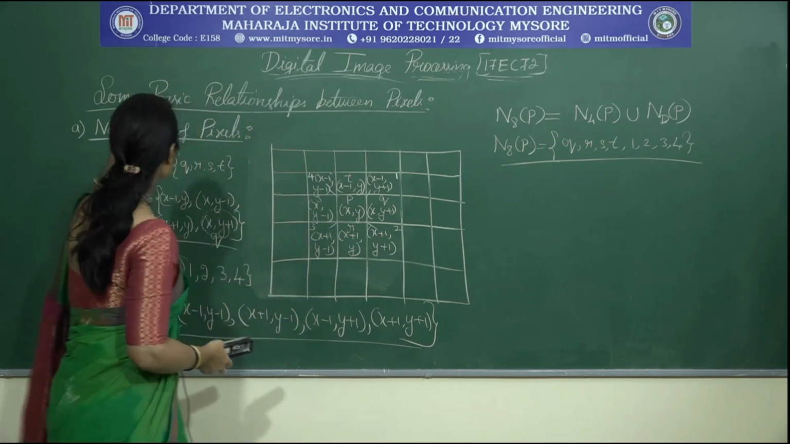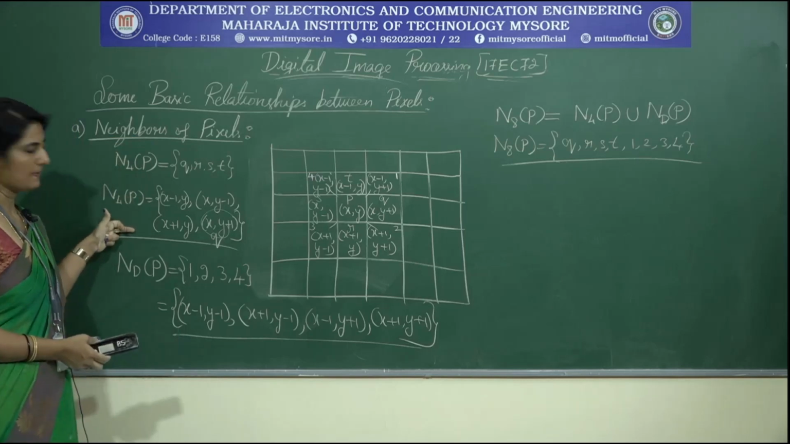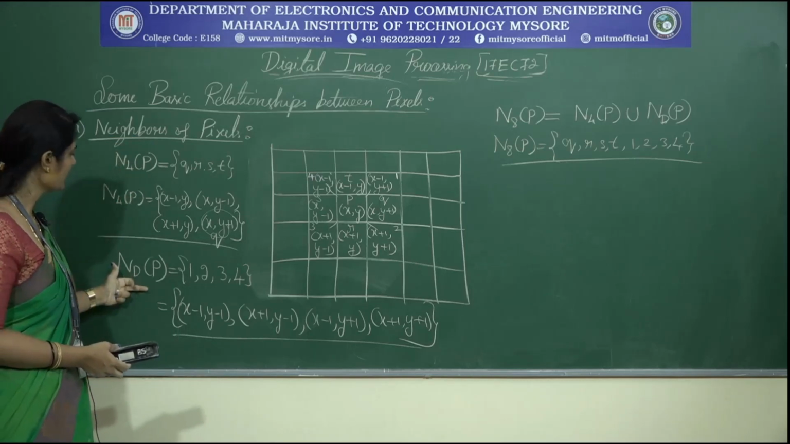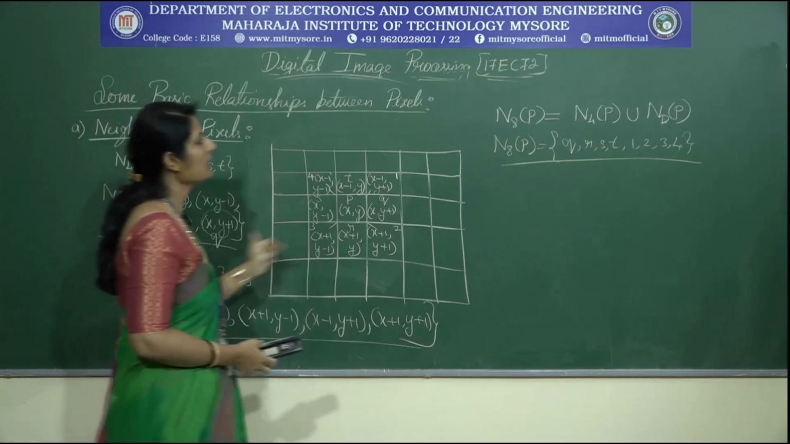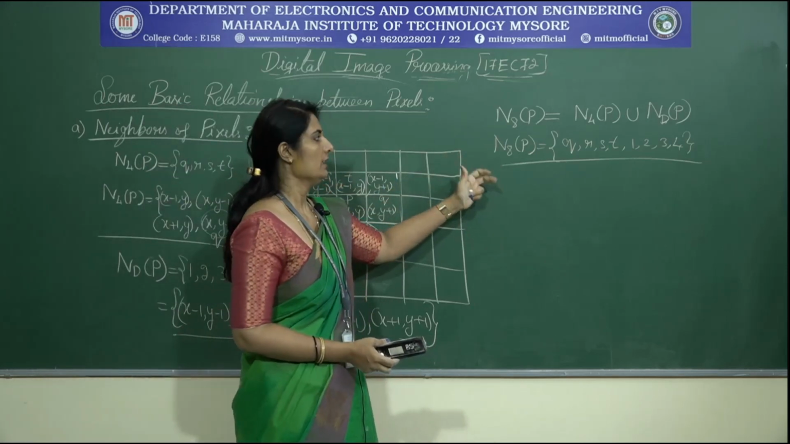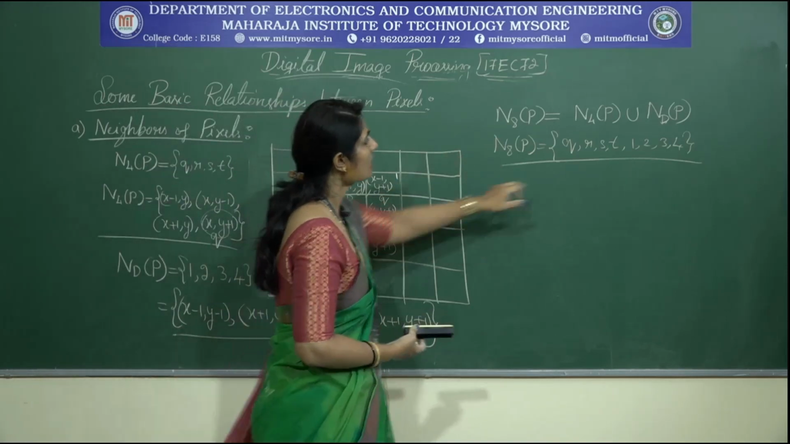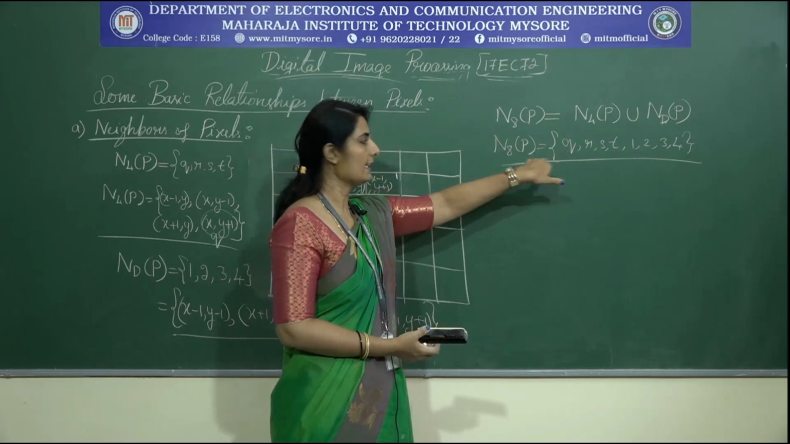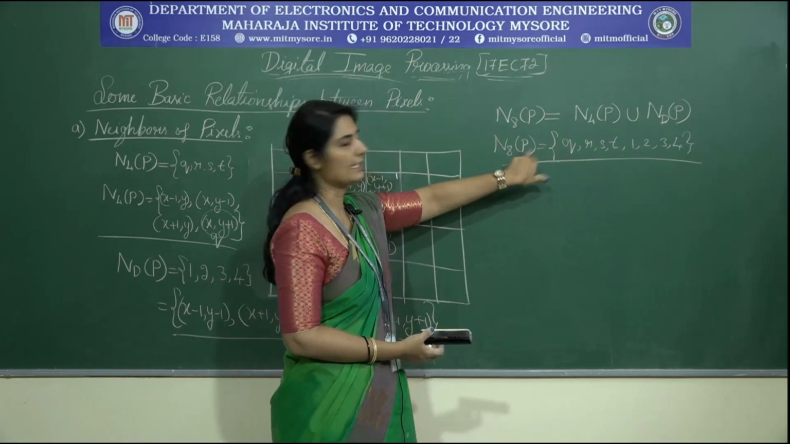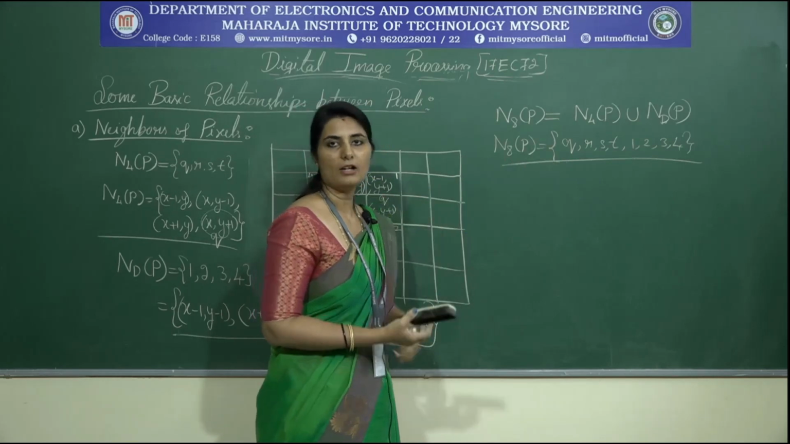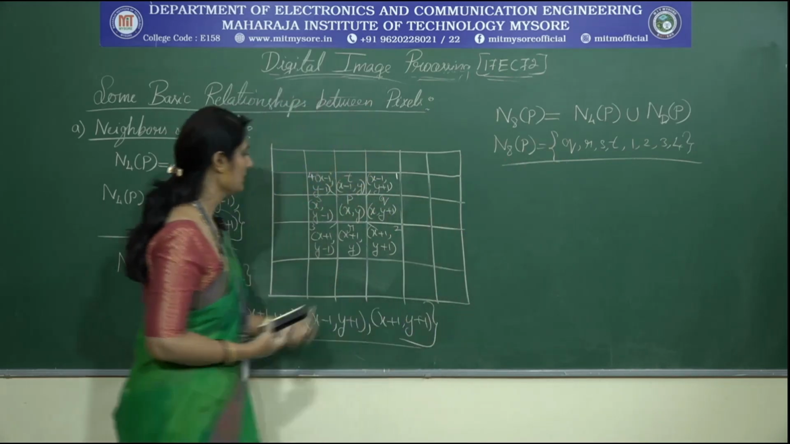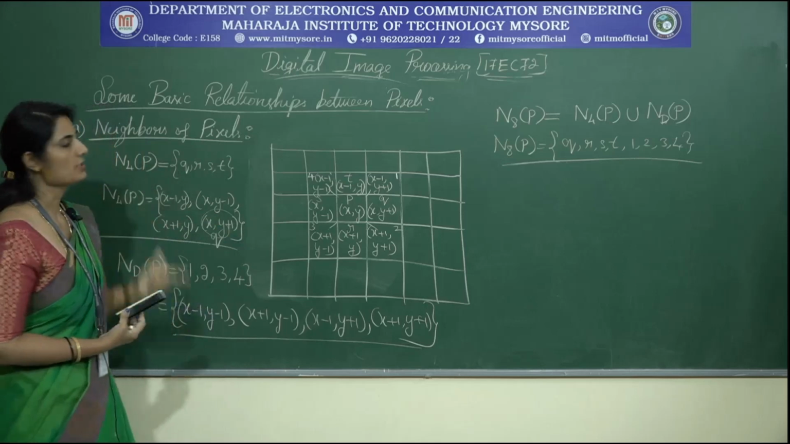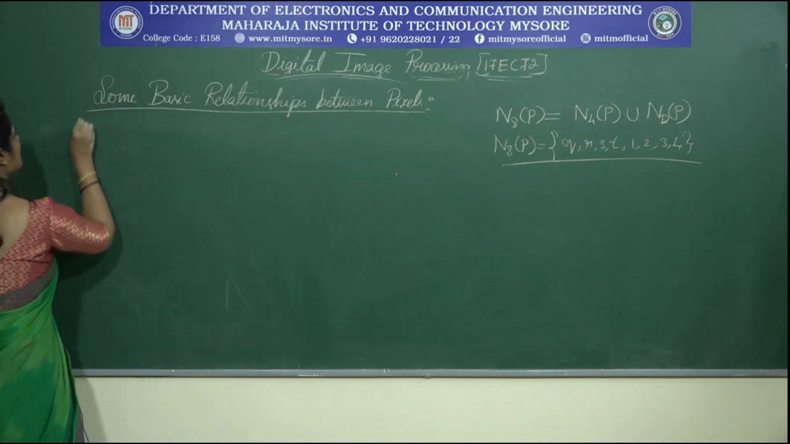So there are 3 types of representation: 4 neighbors of P, diagonal neighbors of P and 8 neighbors of P. If Q lies in this set, that is 8 neighbors of P, then Q is 8 neighbors of P. This is how we call. Okay. This is all about the neighbors of pixels.